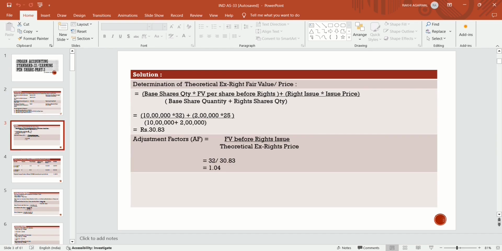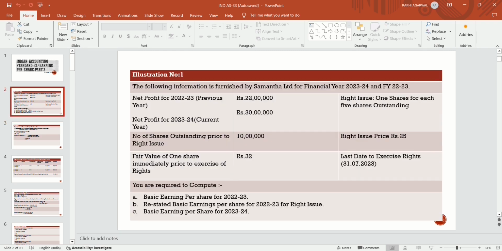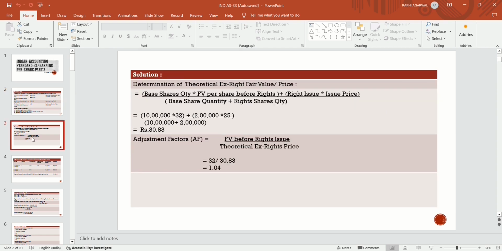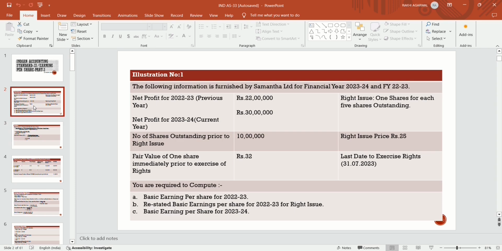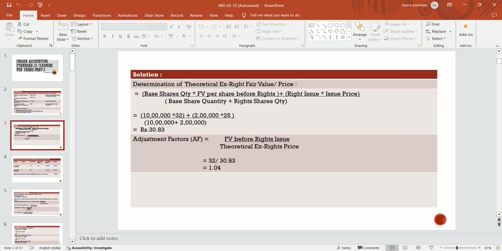So firstly we will determine the theoretical ex-right fair value or price. This needs the base share quantity. How much quantity before issue of right shares? Prior to the right issue there are 10 lakh outstanding number of shares, into fair value per share before rights. Prior to rights it is 10 lakhs, and fair value of one share immediately before the right issue is 32. So 10 lakhs into 32 plus the right issue, which is one share for every 5 shares.